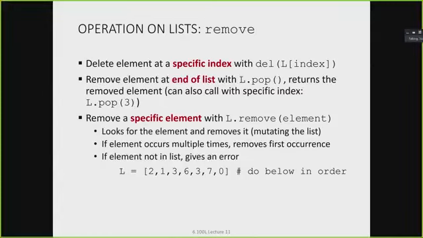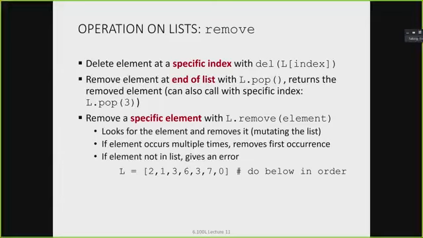Okay? Now, if there are many elements that match that value, if there's many Annas in my list of names, it will only remove the first one it finds, so from index 0. All the other ones will remain. You'll have to call that function again.